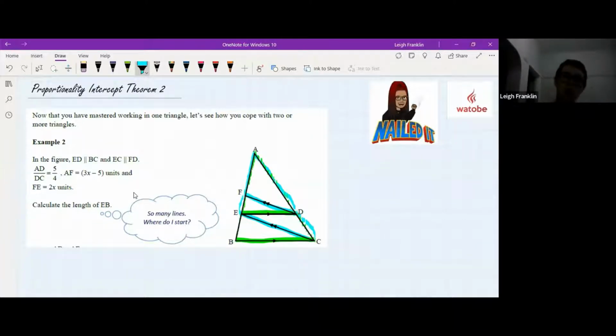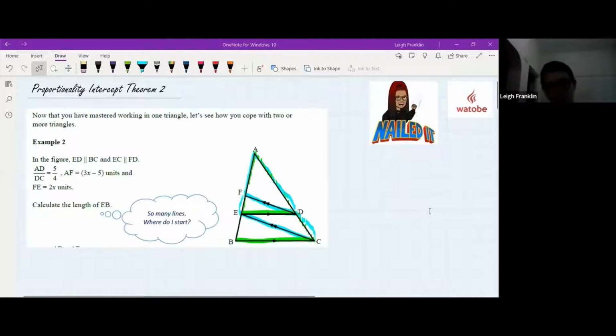What's so important with questions like this is to first identify which triangles you can work in. In other words, identify which triangles you can apply the proportionality intercept theorem to. Remember, there has to be one line parallel to the third side of the triangle that cuts the remaining two sides into the same proportions. That's what you are looking for.